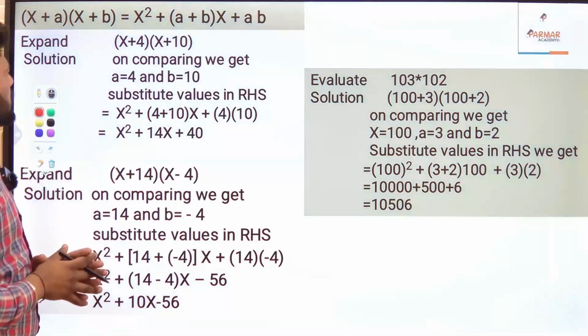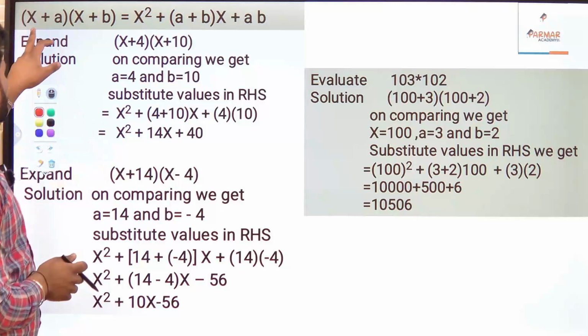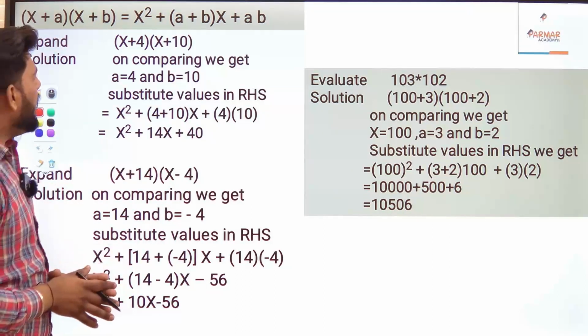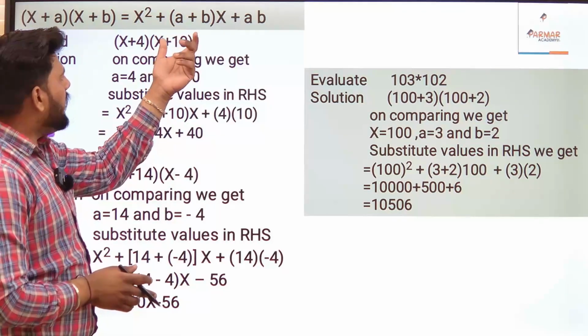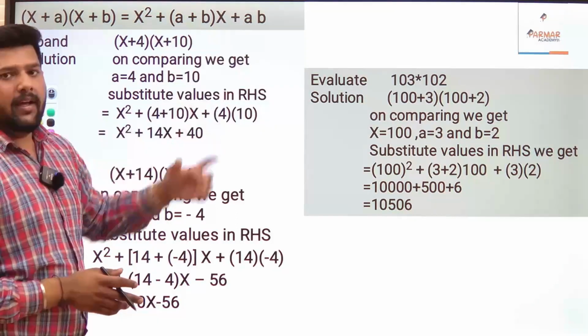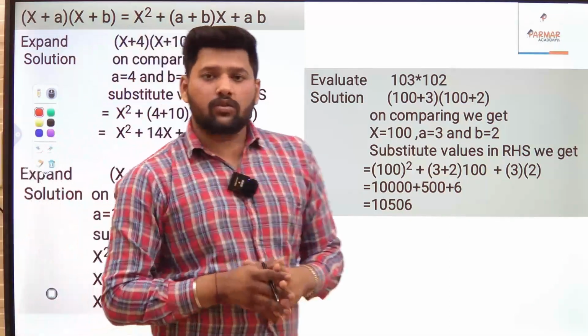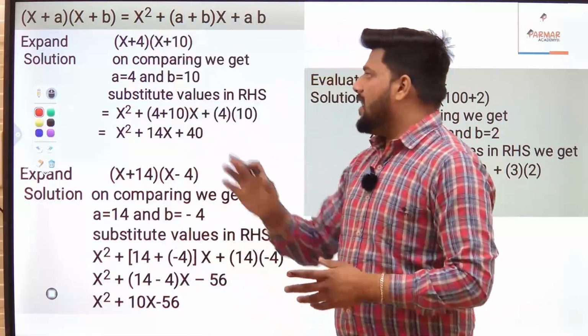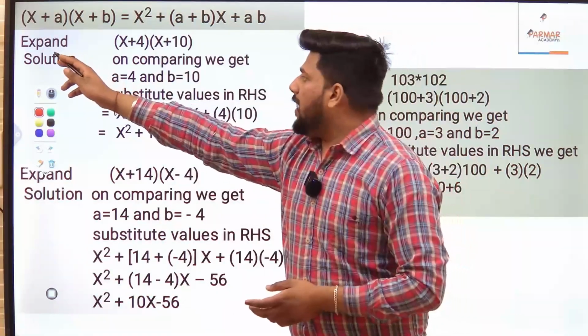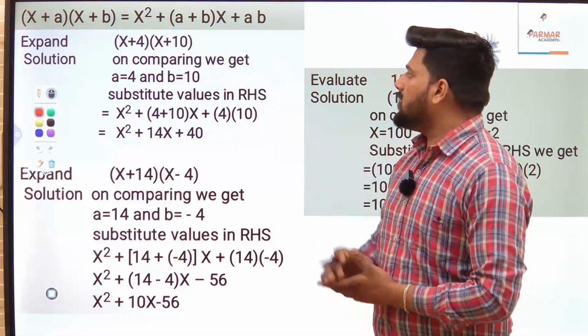this is the first identity, that is x plus a into x plus b is equal to x square plus a plus b into x plus ab. Now we will solve the question using this identity. First of all, expand x plus 4 into x plus 10.